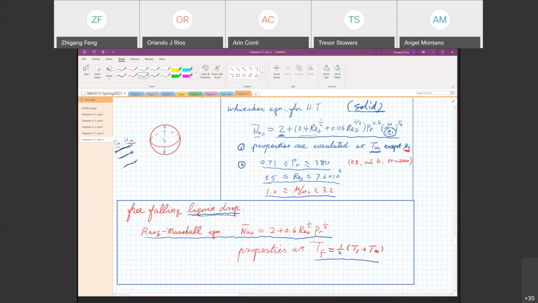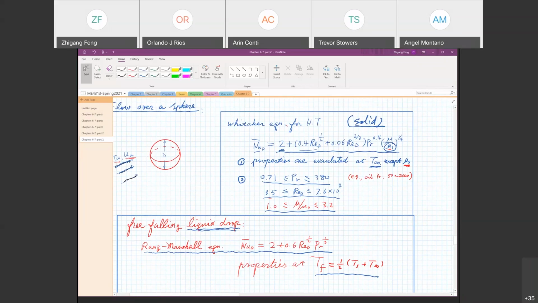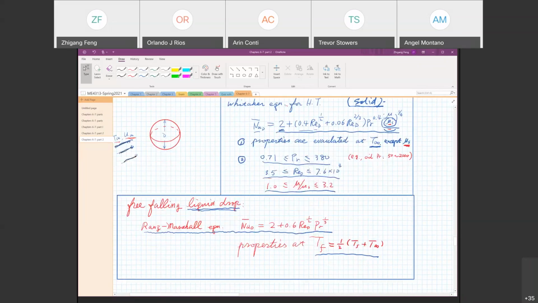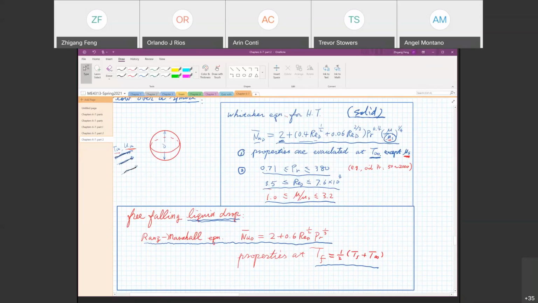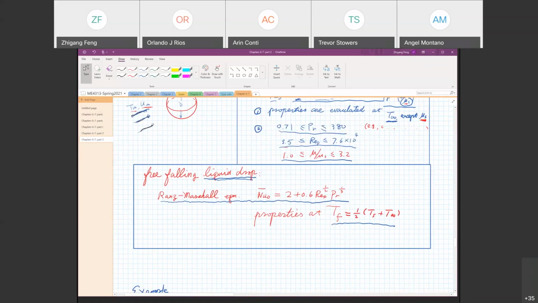The first one, the Whitaker correlation, is for a solid sphere. The second one, the Ranz-Marshall correlation, is for a droplet. And the properties are evaluated at different temperatures. One is at T sub infinity, the other is at T sub F, which is the film temperature.